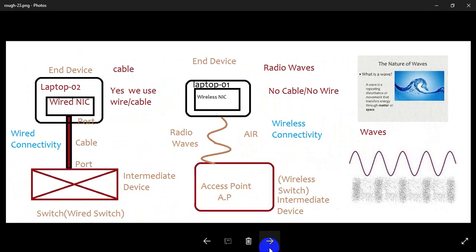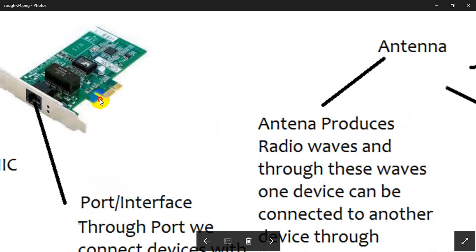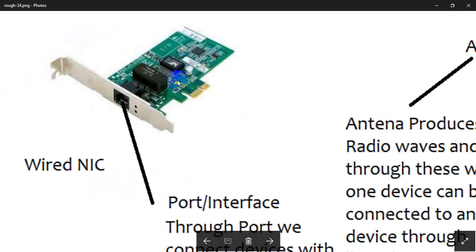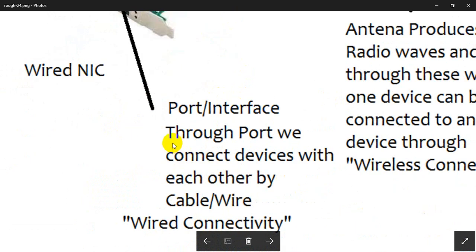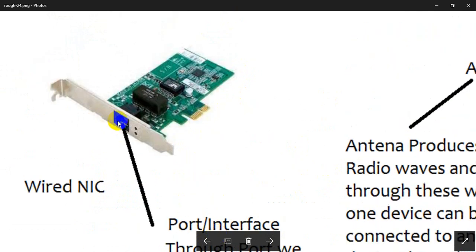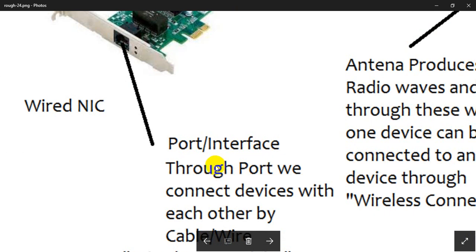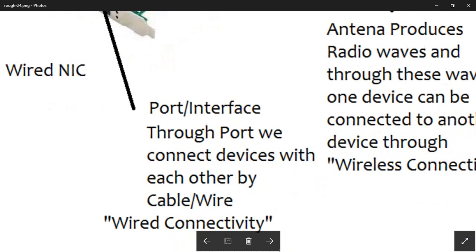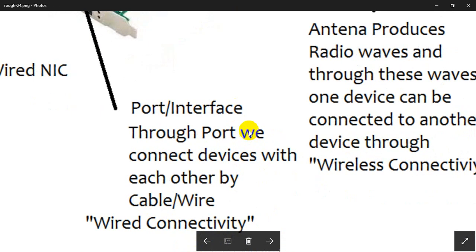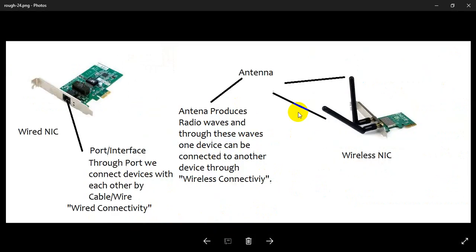Now let's move forward. This is a wired NIC. Why? Because it has a port, or we say an interface. Through the port we connect devices with each other by cable or wire. Obviously, in the port you plug in the cable through an RJ45 connector. So this kind of connectivity is known as wired connectivity. Now let's come to wireless connectivity.